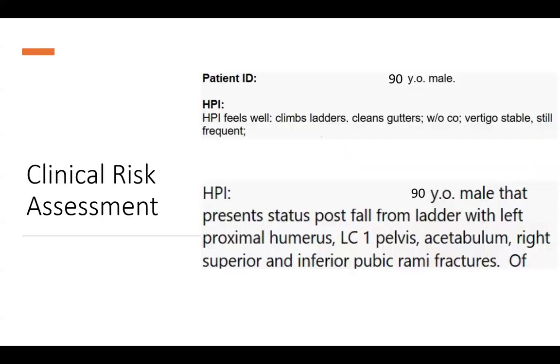So it seems like I'm telling you that anyone over the age of 50 with a fracture is doomed, needs to be referred to an osteoporosis center, and I kind of am. So how can we be more accurate with our identification of patients that could benefit from intervention? One way is a clinical risk assessment to determine if a patient is at higher risk for sustaining a fragility fracture. For example, if a patient shows up to the office that's 90 years old, says that he's climbing ladders, and he has vertigo, but the vertigo is stable, maybe it's a good idea to tell him to stop climbing ladders before he falls a week later and sustains a proximal humerus fracture, LC1 pelvis fracture, and comminuted acetabulum fracture.